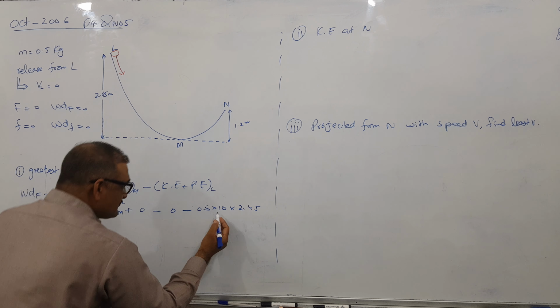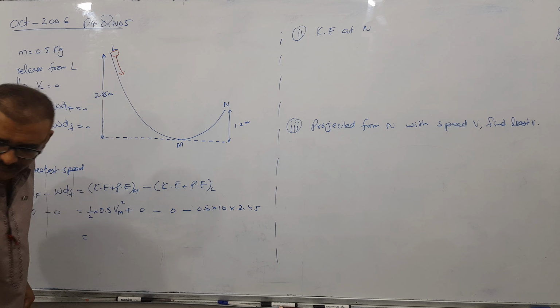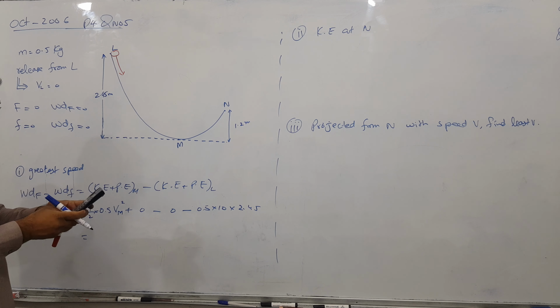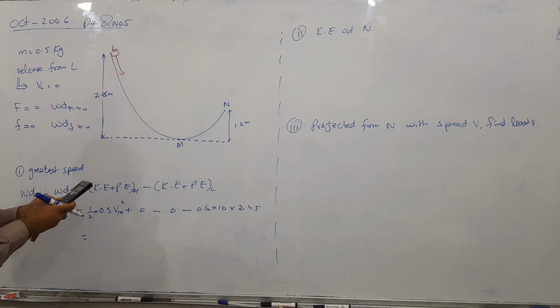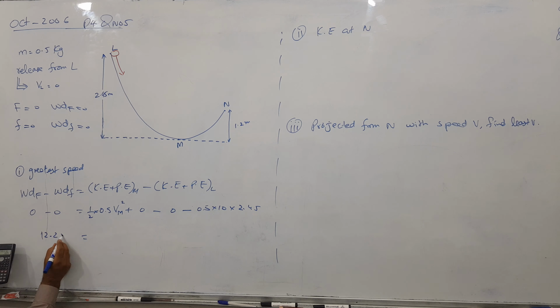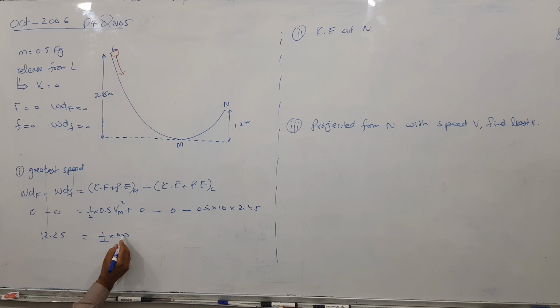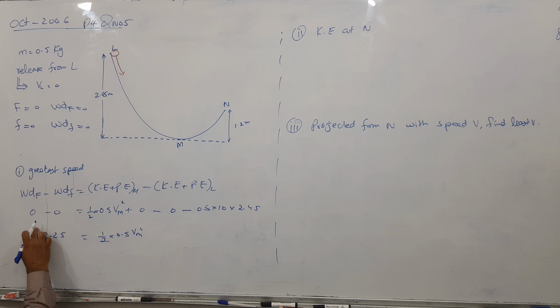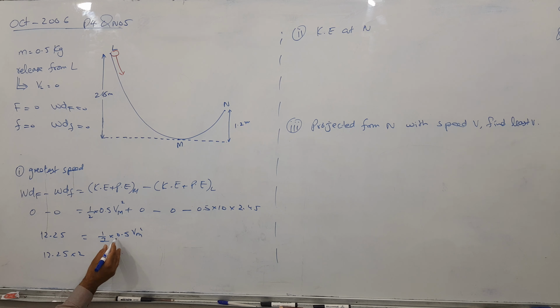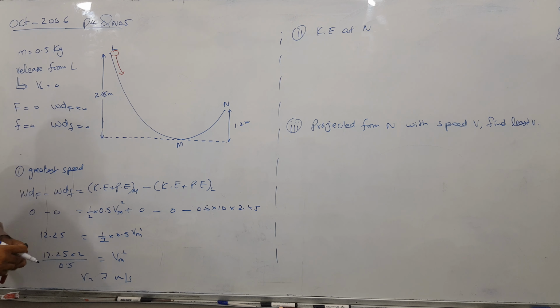So 0.5 into 10 into 2.45 becomes 12.25. And here half times 0.5 Vm square. This multiplied, so 12.25 into 2, and this divided. And here I got Vm square, and take the root. So 12.25 into 2 over 0.5 becomes 49, and the root is 7 meters per second. Alhamdulillah, so easy. Yes or no?